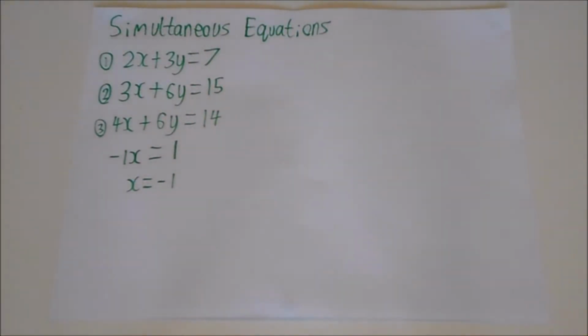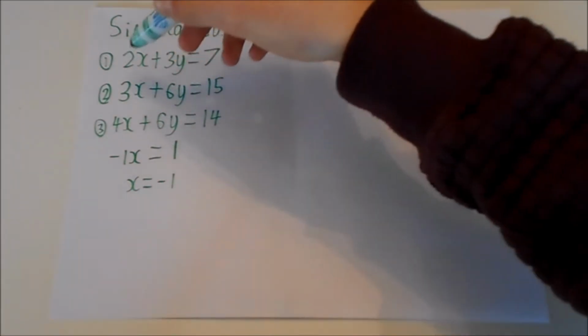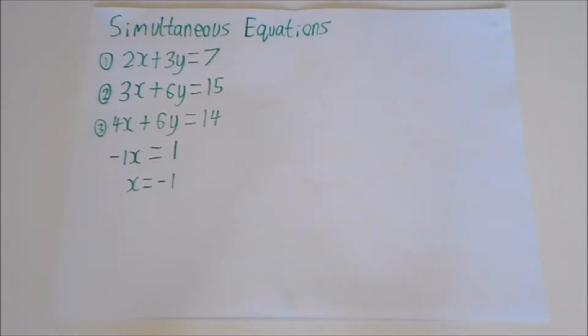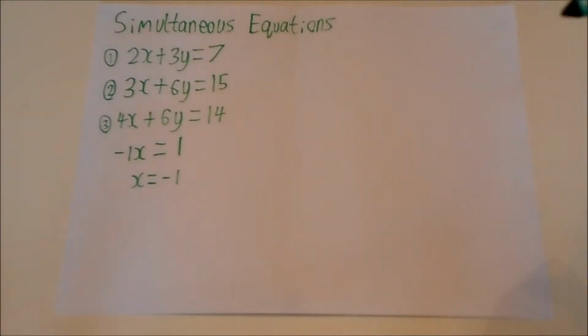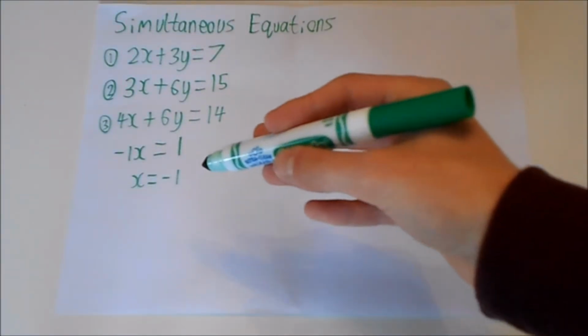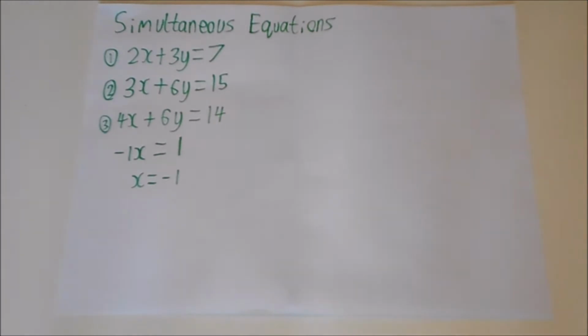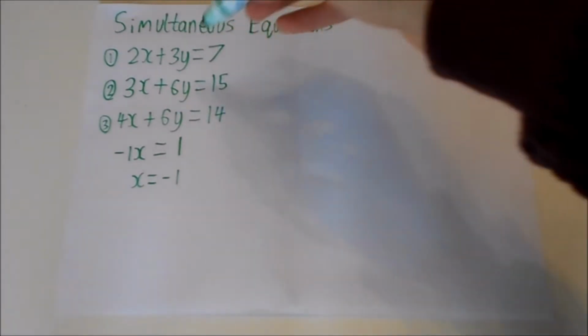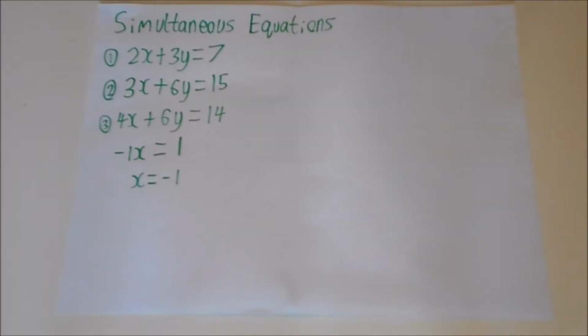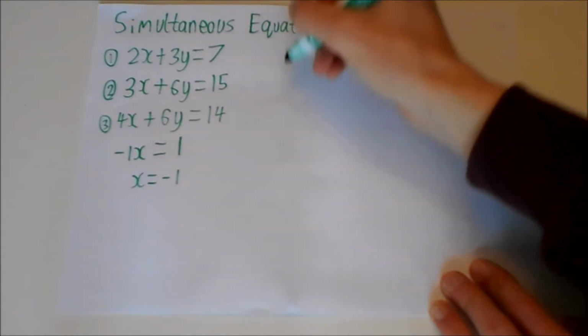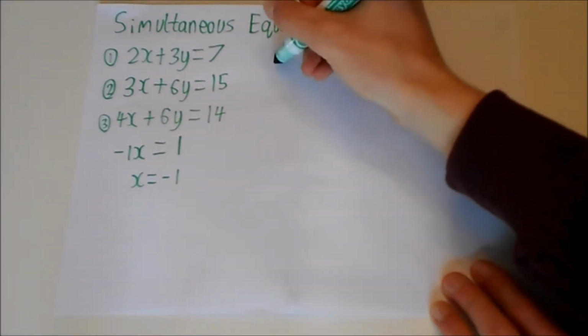However, in these equations, we have both an x and a y. So we now need to work out what y is equal to. To work out what y is equal to, we need to put this x answer into one of these equations. It can be any one of them. So I'm going to pick equation 1 because this is simpler, it has smaller numbers. So I'll write it over here.